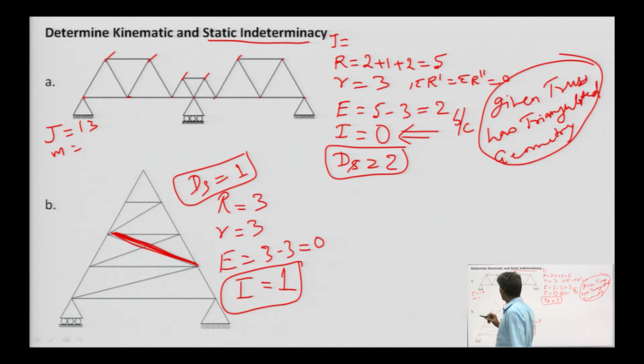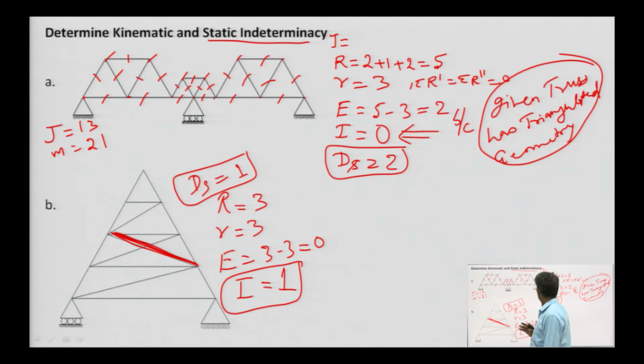Number of members: 1, 2, 3, 4, 5, 6, 7, 8, 9, 10, 11, 12, 13, 14, 15, 16, 17, 18, 19, 20, 21. Anything else? No. You have taken every member.